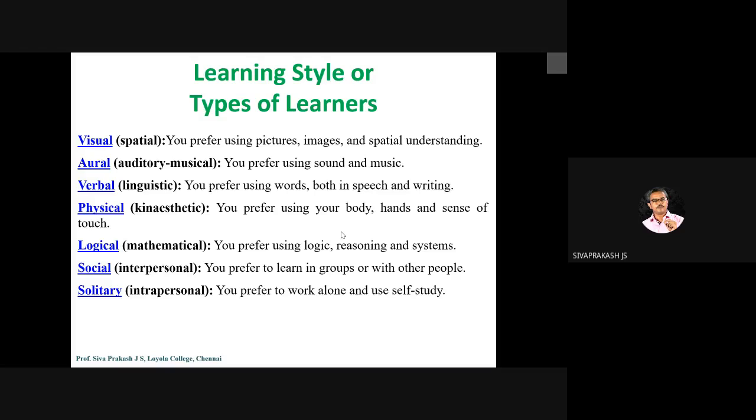They are called auditory learners. So as I said, the first one is visual learner. It is also called spatial learner. Spatial learner. Visual learners always prefer using pictures, images, and spatial understanding, right?